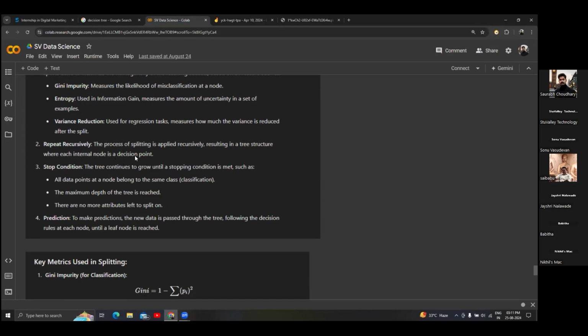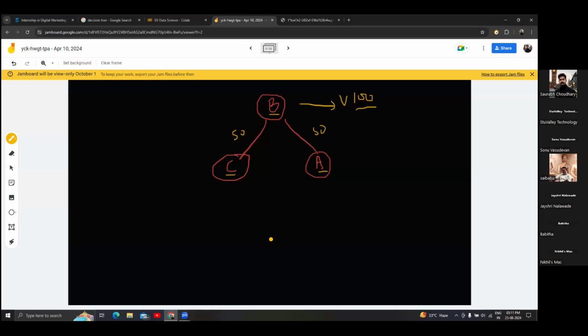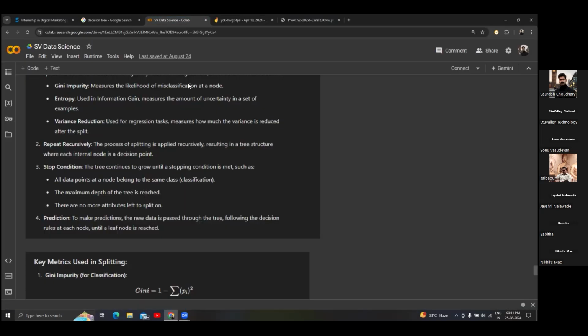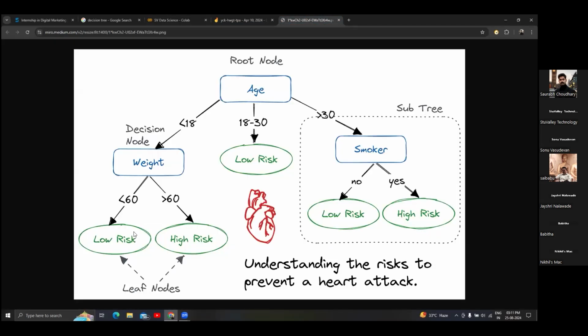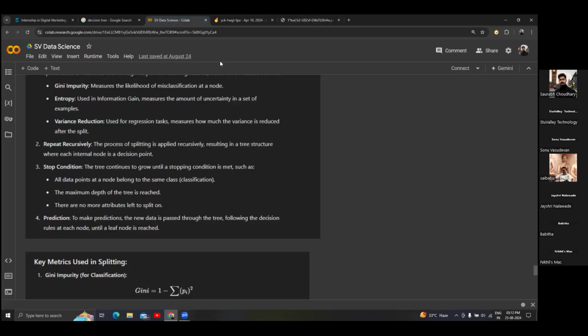Yeah, each internal node is a decision point. Okay, so when do you have to stop making the tree? If you keep on making a lot of nodes, when do you have to stop? When all the data points of a node belong to the same class. For example, after weight less than 60, greater than 60, you don't have any other option, so you have to stop here.